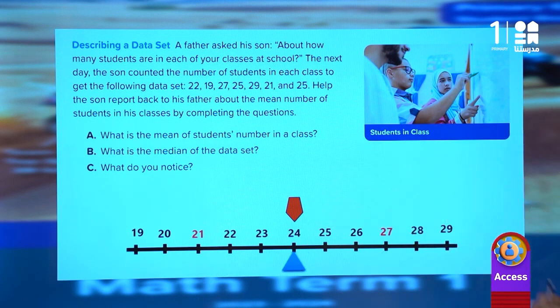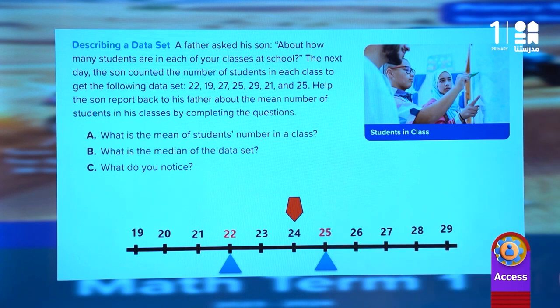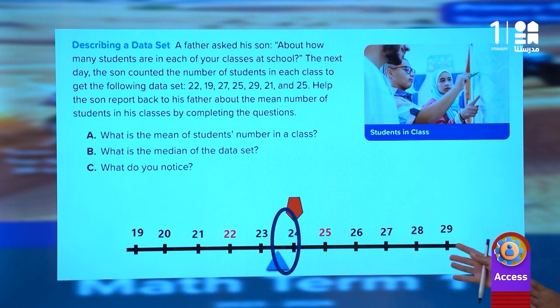Moreover, as for the values 22 and 25, will they change the balance point, right? This time, they will change the balance point, because the middle value is exactly 23 and a half. Also, there is a remainder value which is 25. Thus, the balance point will be around 24.